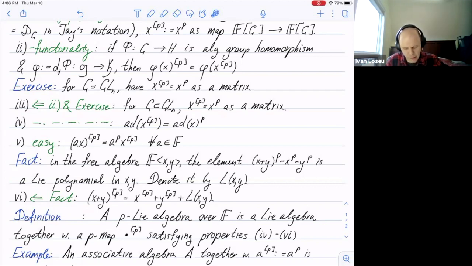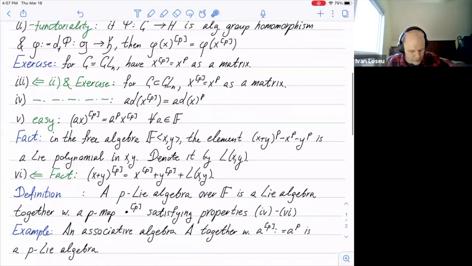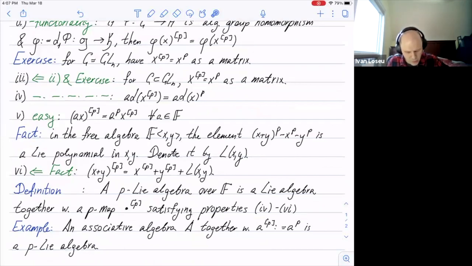So if you have a free associative algebra in two variables, x and y, then you can look at this element: (x plus y) to the power p minus x to the power p minus y to the power p. And this element turns out to be a Lie polynomial in x and y, which means that it can be written as the sum of brackets in x and y. And we denote it by L of x, y. And you again can look at the defining property and the fact, and you deduce that for the p-map, x plus y goes to x to the square bracket p plus y to the square bracket p plus this polynomial, which is a well-defined quantity because it's a Lie polynomial.